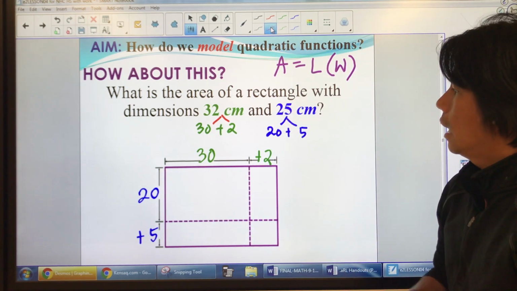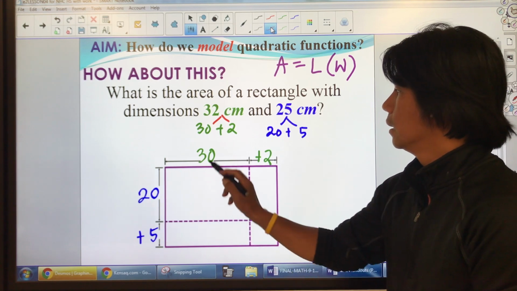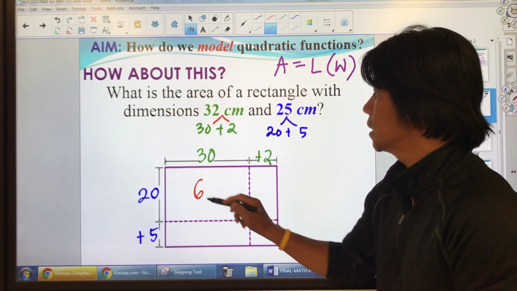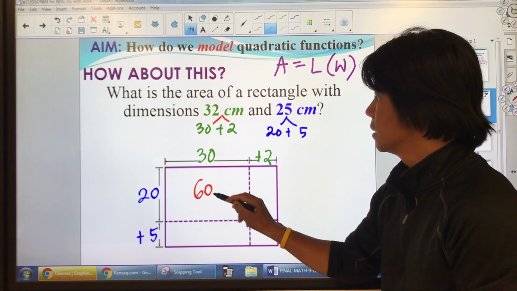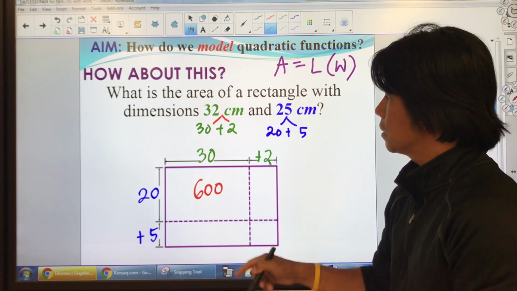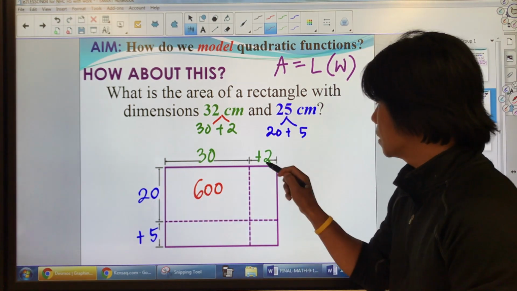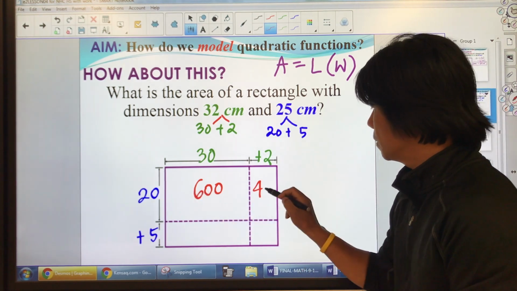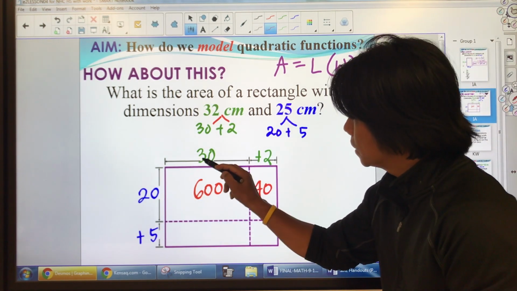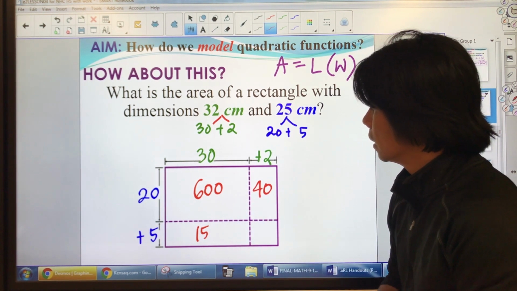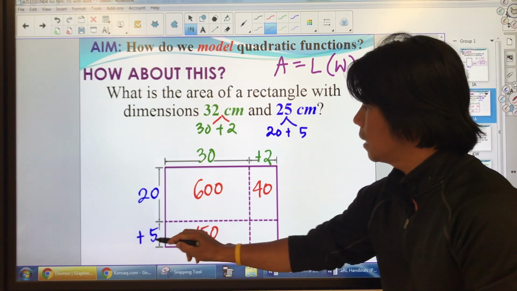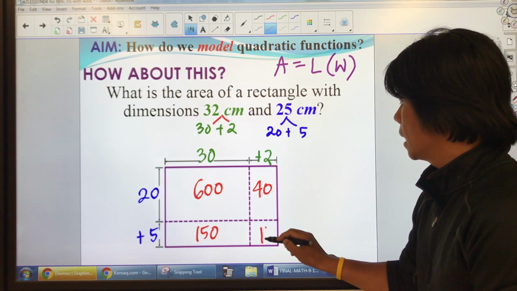Now, how do I get the area? I'll just simply multiply 20 and 30, which is 600, right? 3 times 2 is 6, and then we include the 2 zeros. Now, 2 times 2 is 4, but there's a 0 there, right? How about this? 5 times 3, that's 15. Then again, there's a 0. I'll just put a 0 there, and then 5 times 2, that's 10.